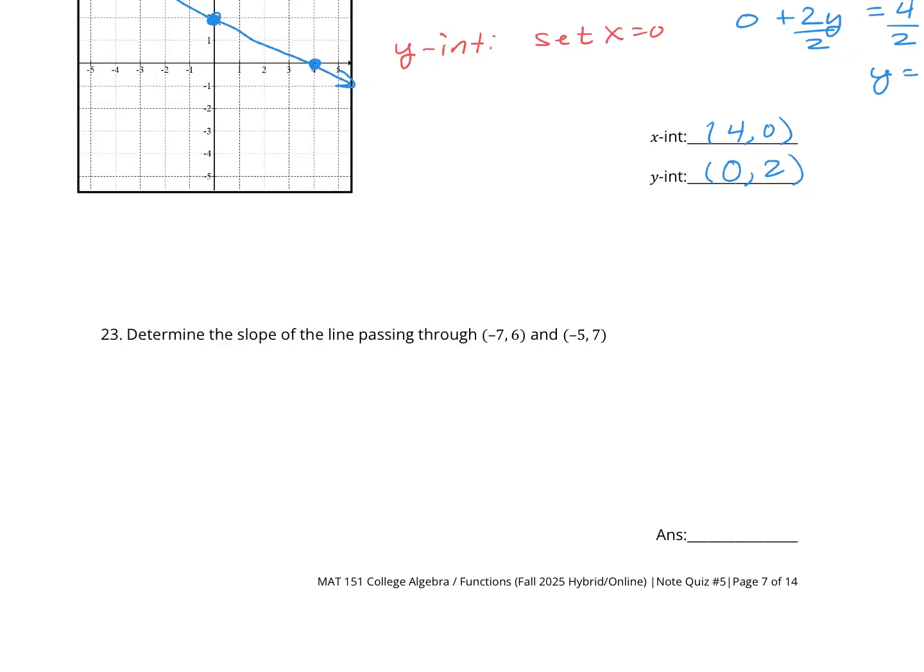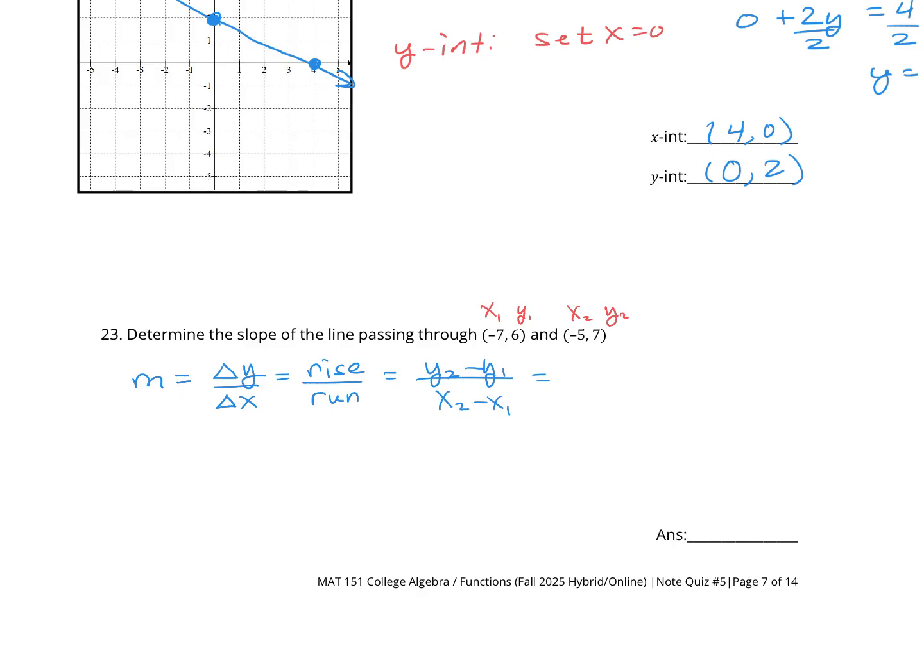We need to find the slope of the line passing through 2 points. Remember your slope formula. Your m is your change in y over your change in x, or your rise over your run. Algebraically, that's y2 minus y1 over x2 minus x1. Again, when you label points, it does not matter how you do it as long as you are consistent. So we're going to call the first one x1, y1, second one x2, y2.